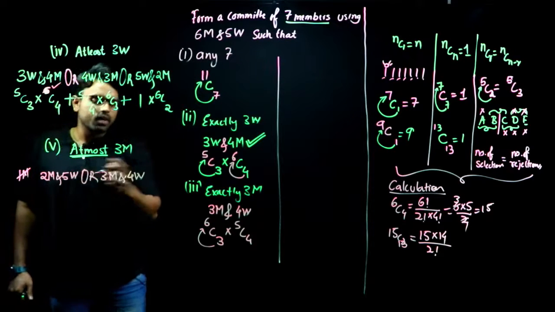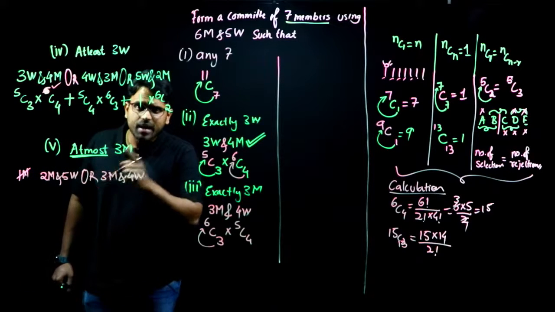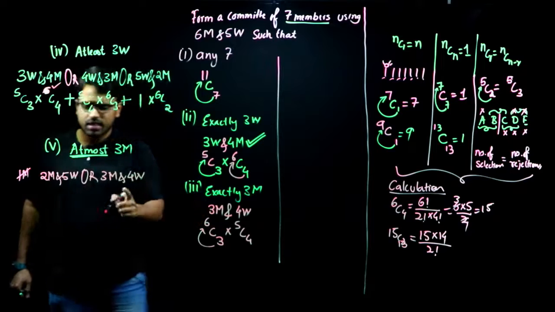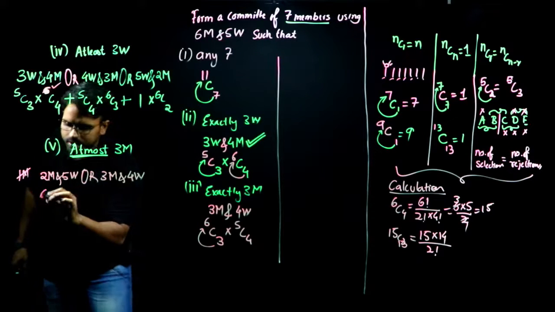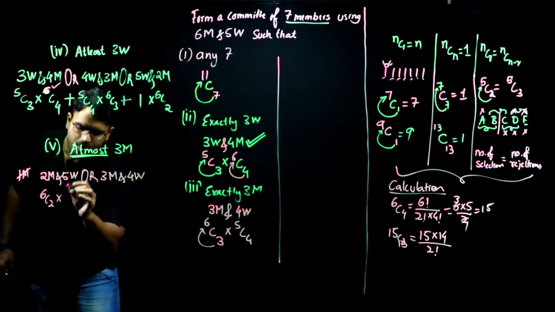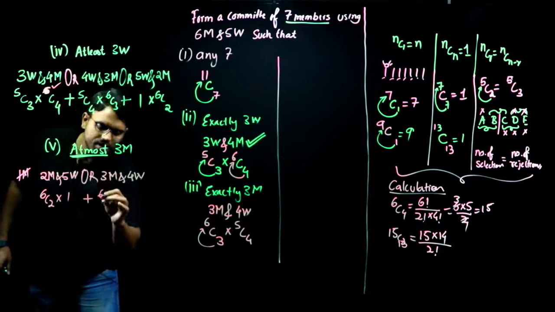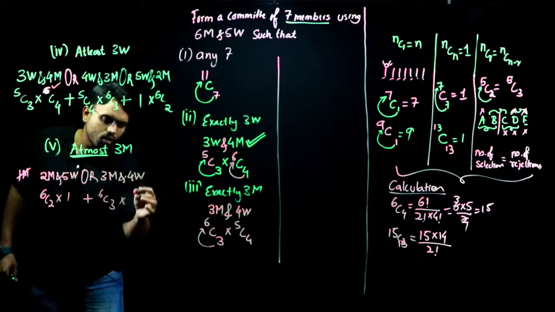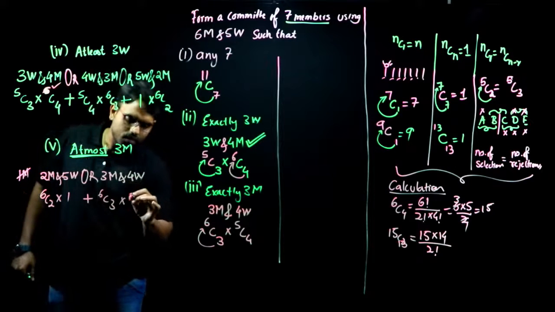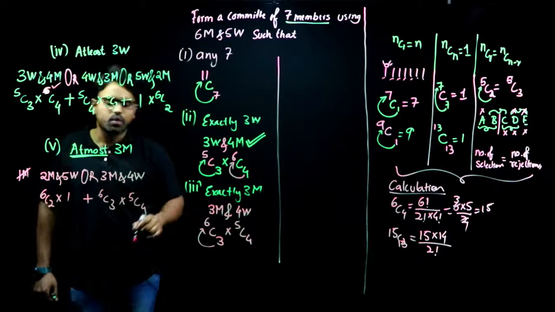Now, at most meaning what? Maximum 3. Can there be another case other than these 2? No. So what will I have to do here? 6C2 into 5C5, which is 1. Again, or represents addition. 6C3 into 4. Selecting 4 women out of a total of 5 women can be done in 5C4 ways, and it is done.